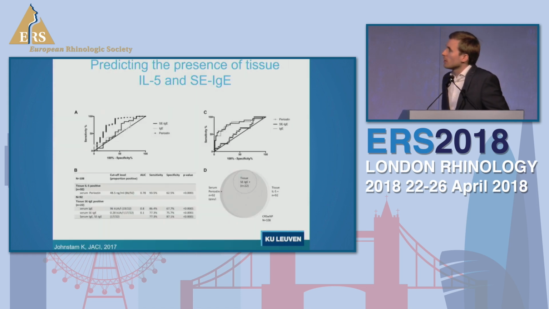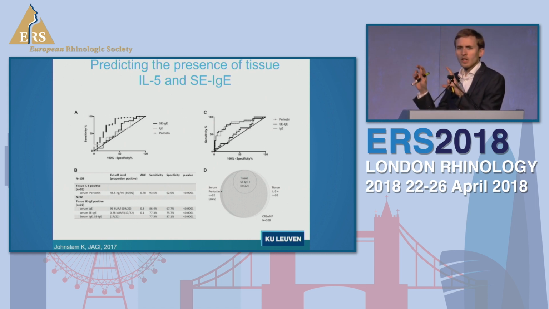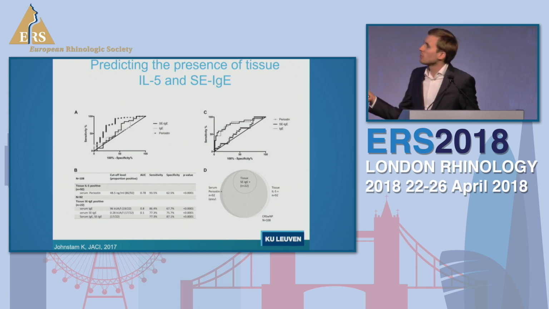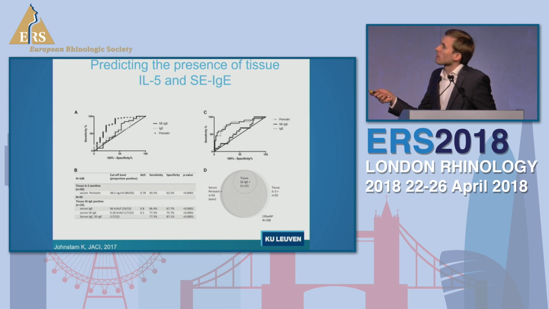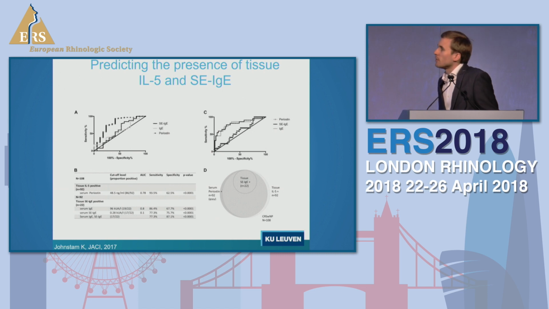So this is a very recent study. So from this cluster analysis, it was clear that you have patients with high IL-5 in the tissue and low IL-5 in the tissue. In this study, they tried to look at serum markers, so periostin, IgE, and Staphylococcus enterotoxin IgE, as biomarkers to predict whether or not tissue IL-5 is present. And they could identify that the serum periostin was the best candidate to predict with a quite high sensitivity the presence of this tissue IL-5.